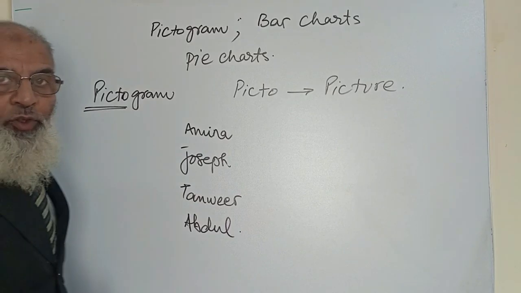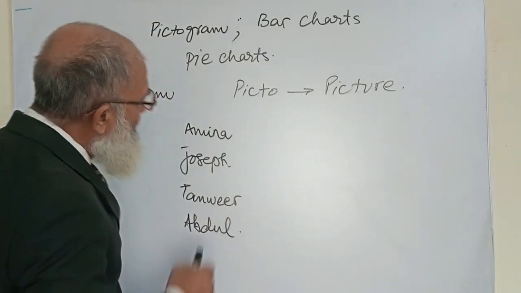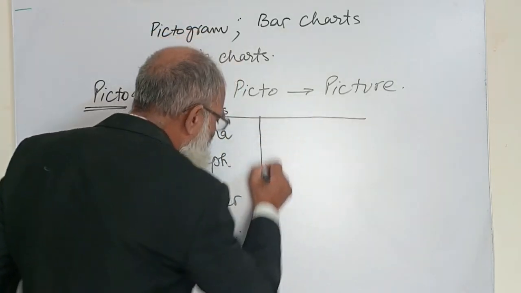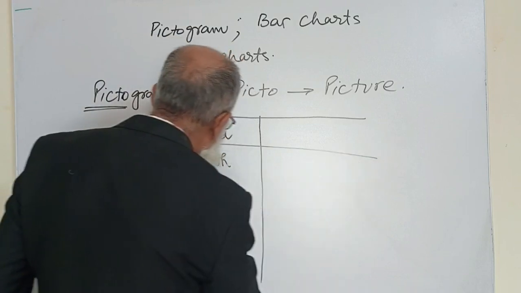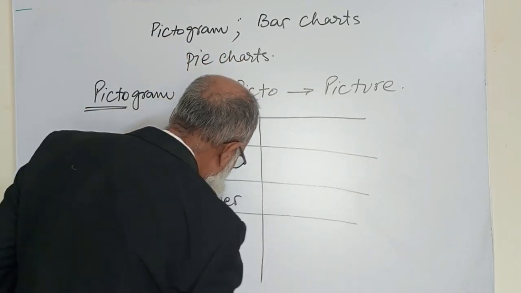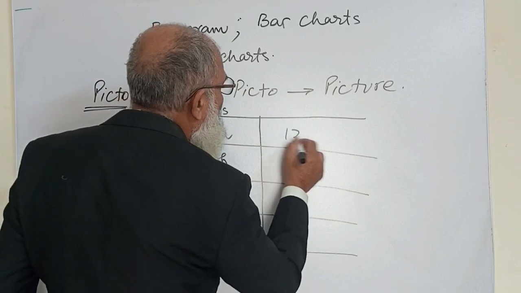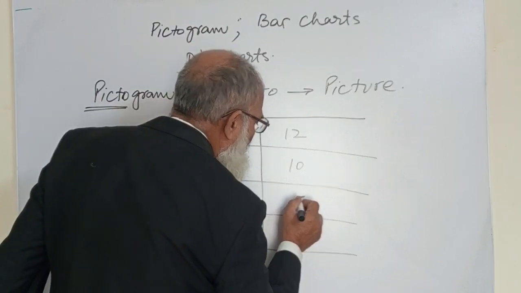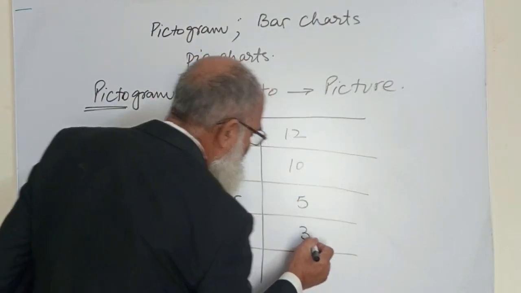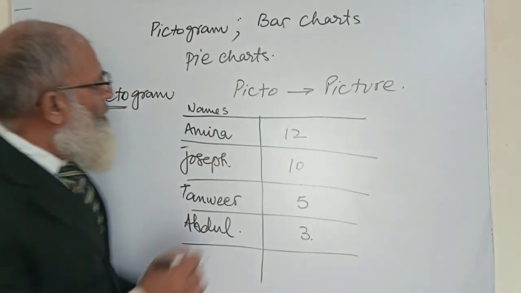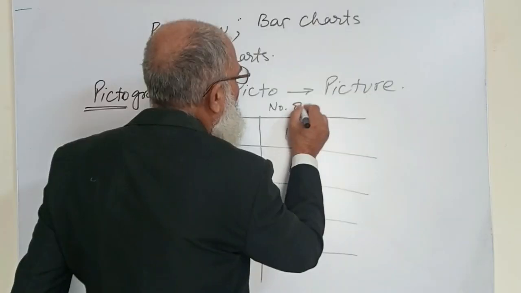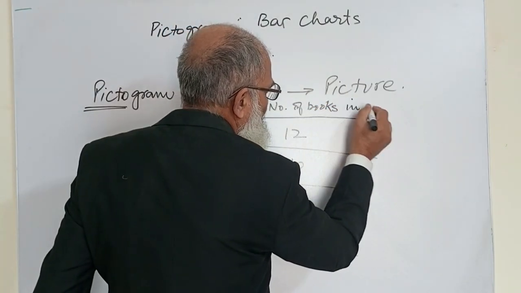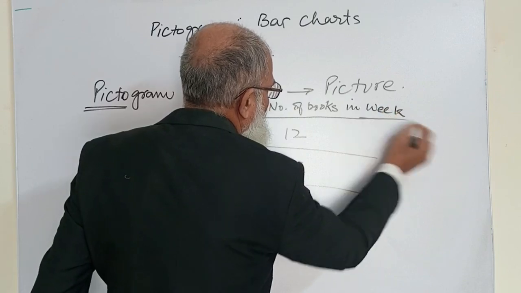Now you see there are four people, and these are the names, and the numbers of the books they read in a week are 12, 10, 5, and 3. So these are the number of books they read in a week. Okay.